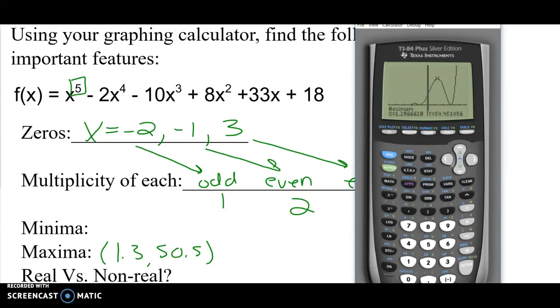How many minimas do you see? Local mins? 2. There's a little valley right here, and there's a big valley right here. So let's do the big valley just to practice. Let's do second trace. What am I trying to find? Minimum. So you arrow to the right and go to the left of the valley. Go to the right of the valley. Guess in the middle. And we already actually knew that, right? How did we know that? How did we already know that valley? X-intercept. That was an x-intercept, right? So, and remember I've told you this before.